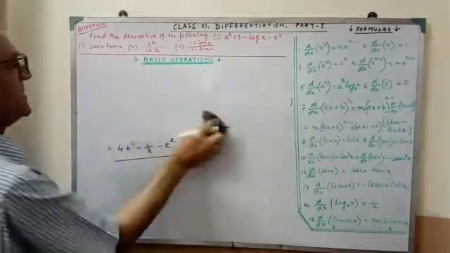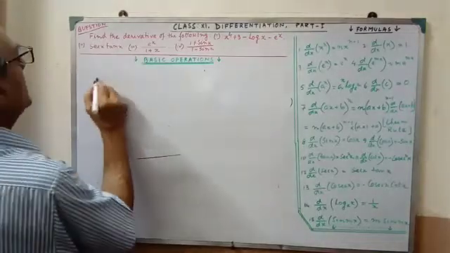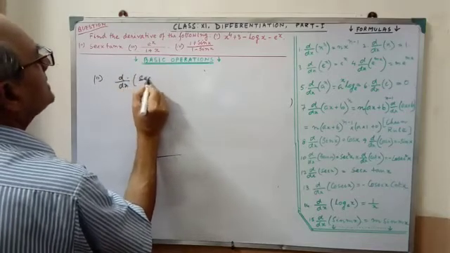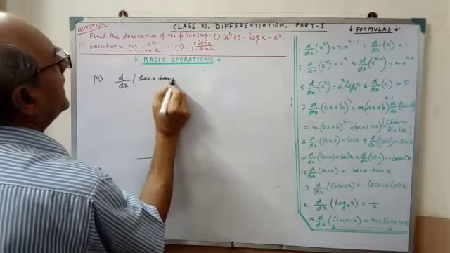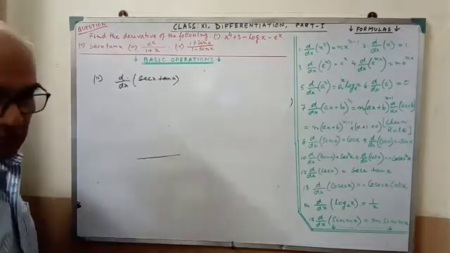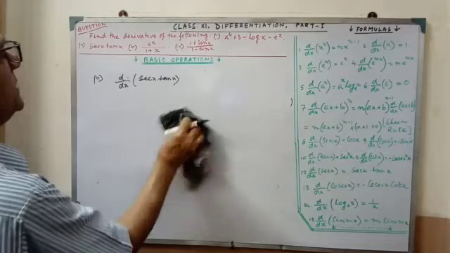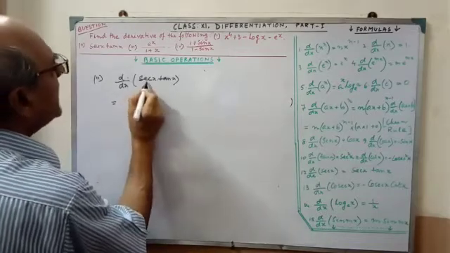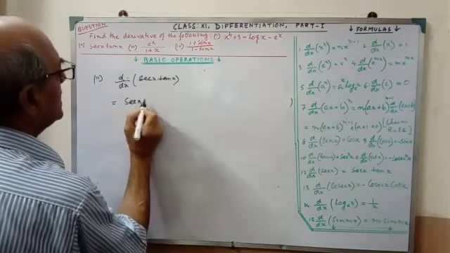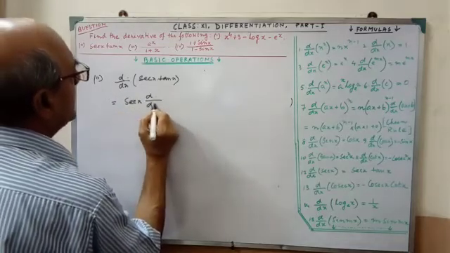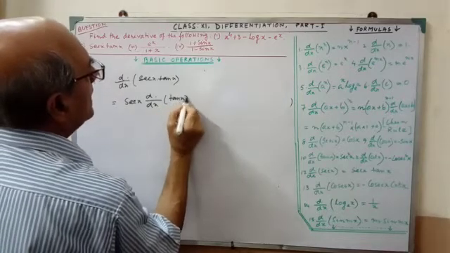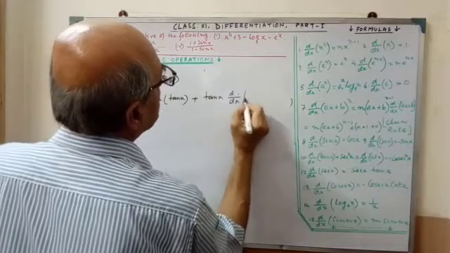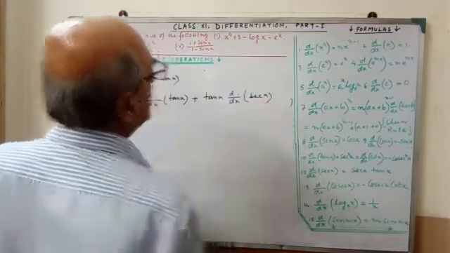Next sum, that is sec x tan x. See number 2, d by dx of sec x into tan x. That is by the product rule, UV. Any one between these two we may consider first. Here we take sec x first: sec x unchanged, differentiation of tan x, plus tan x unchanged, differentiation of sec x. By applying the formula we are getting this.